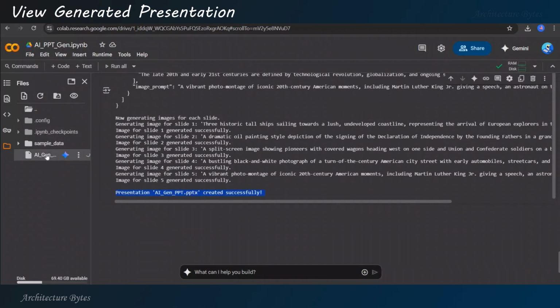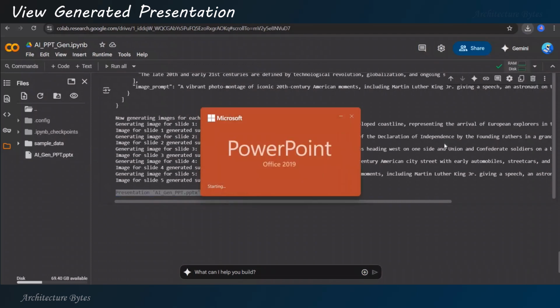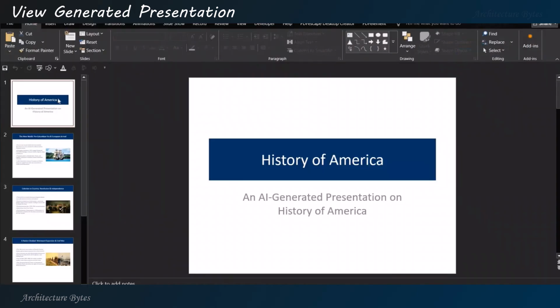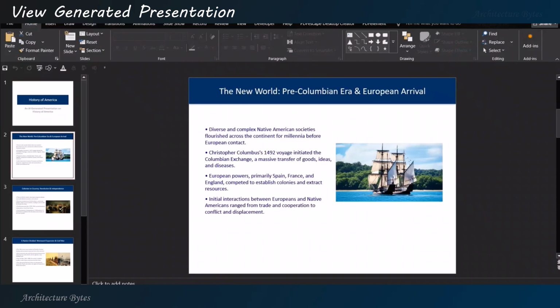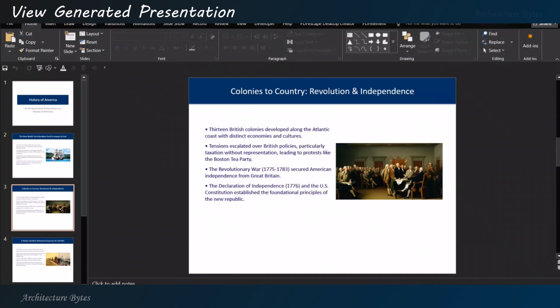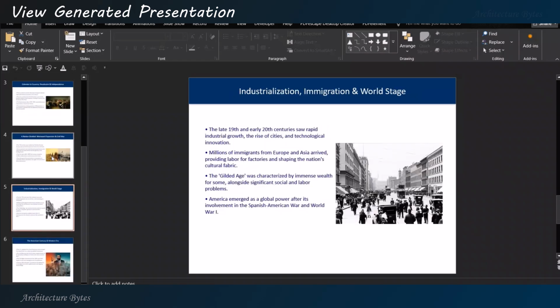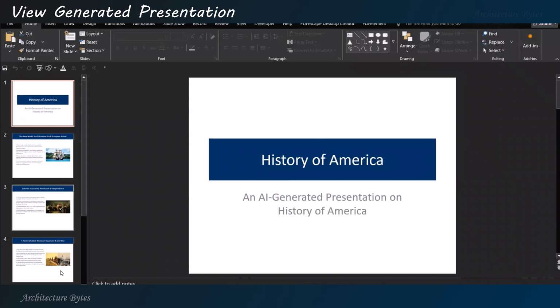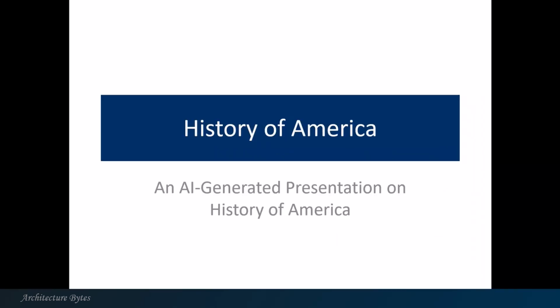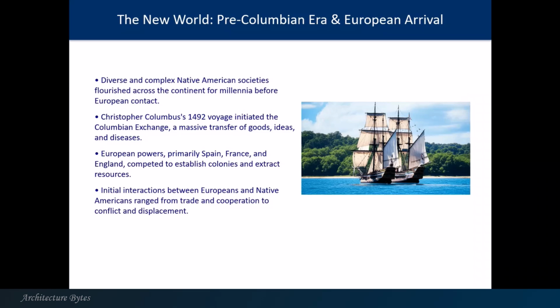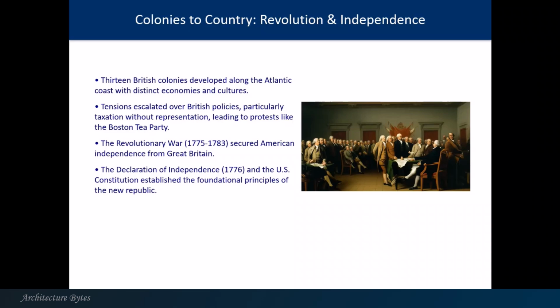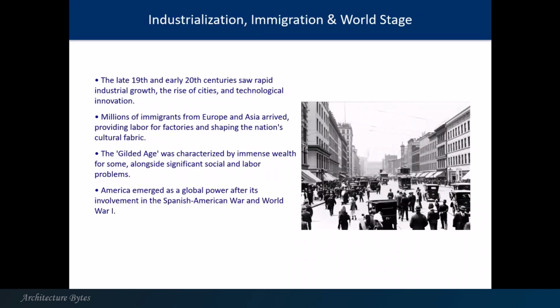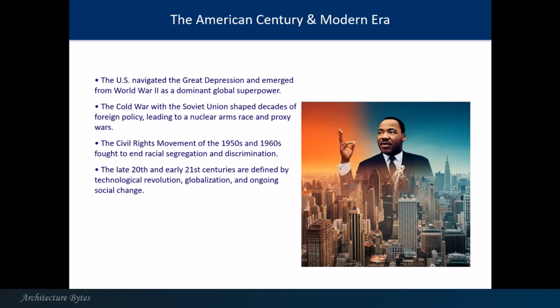We will open the PowerPoint file and take a look at what has been generated. Okay, there we have it, History of America, and there are five other slides. The text is in bulleted form and there are images next to them. Playing this in full screen mode, History of America, and there you have all the slides, the New World, pre-Columbian era and European arrival, colonies to country, and a nation divided, industrialization, and so on.